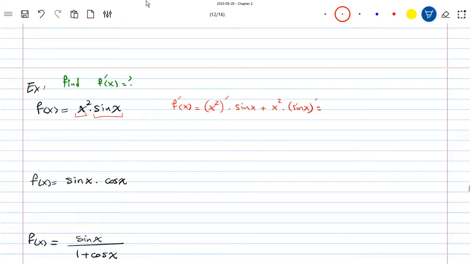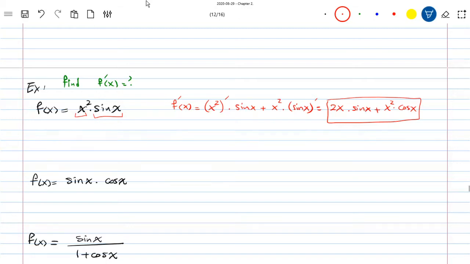Okay, derivative of x squared, drag down the exponent, subtract 1 from the exponent. You can use the power rule. You should be an expert by now from that. Derivative of x squared is simply 2x times sine x plus x squared is still there. Derivative of sine x, you just learned it. It's cosine x. This is the derivative. No need for simplifying, that's good enough.